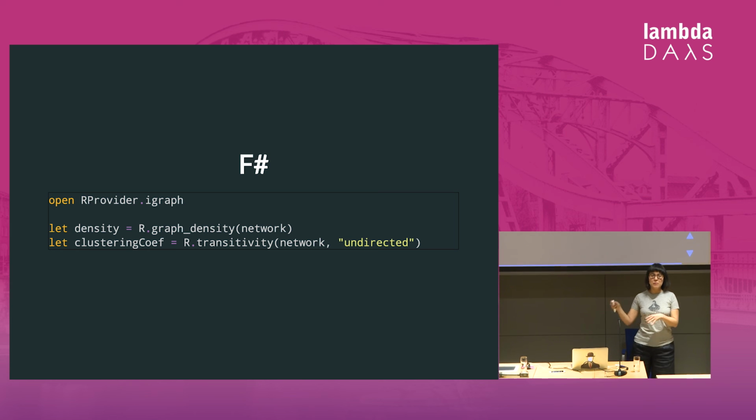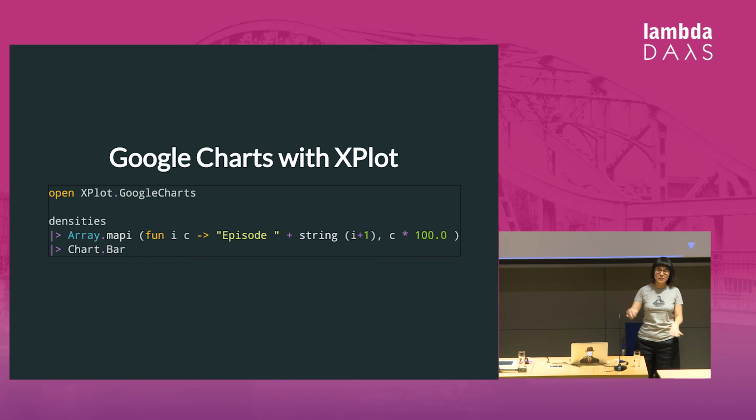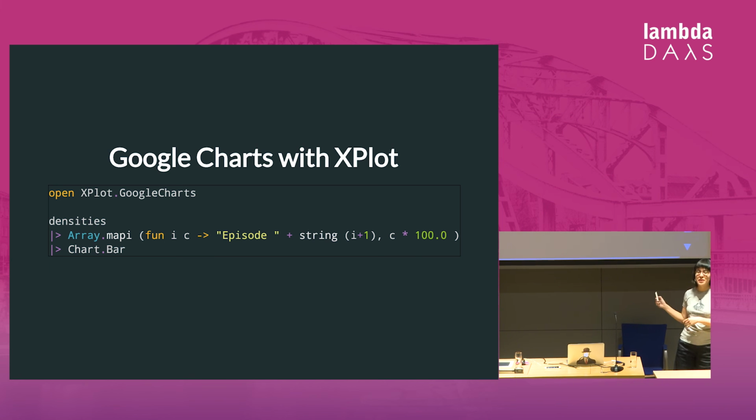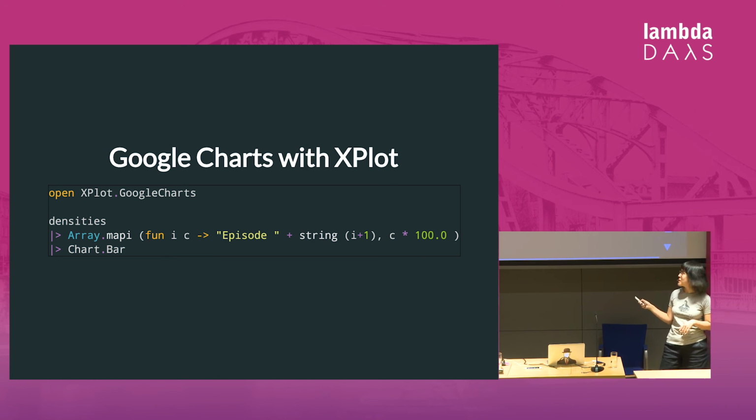And all the plots I was showing were actually not screenshots. They were calling Google Charts directly. So this is how I created the charts. I basically just opened the XPlot library, which is an F# library for charting. I took one of the measures, added a label and a value, and just passed it into Chart.Bar.